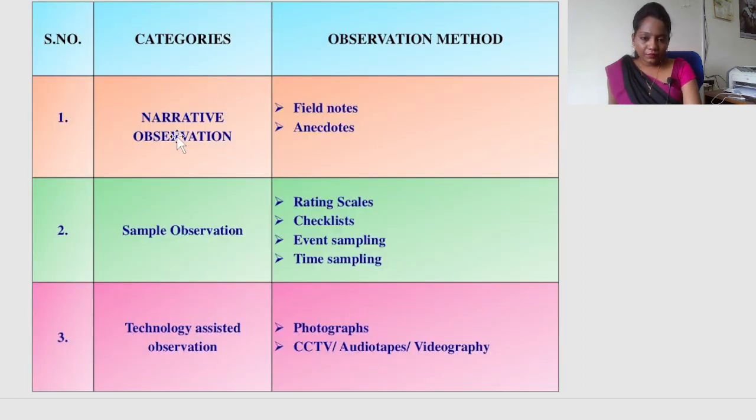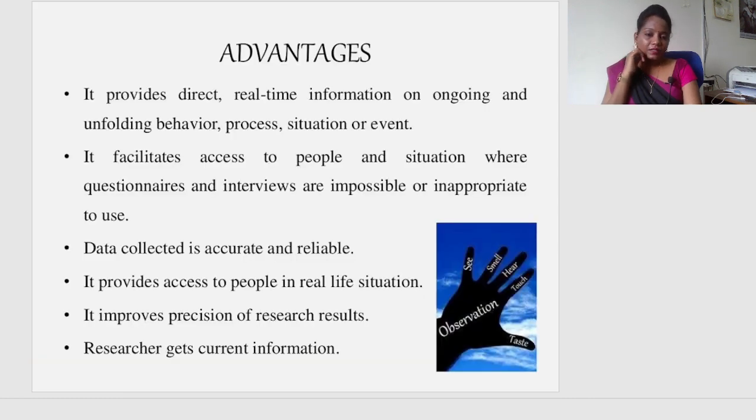So there are categories of observation methods. The first method is narrative observation, which is not a summary type of thing. It can be in one particular situation, in one program, or in any dance or situation, how an individual is interacting in a narrative way. That is called field notes or anecdotes. Whereas sample observation is done by rating scales, checklists, event sampling or time sampling. So that's the other thing.